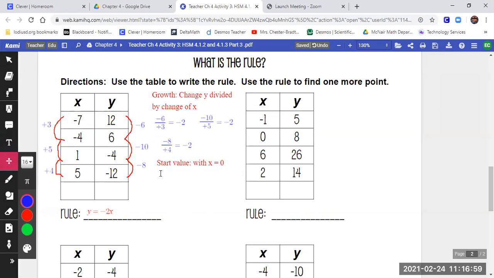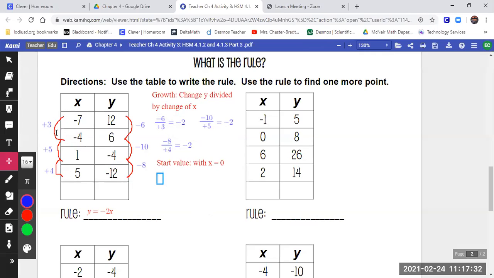Man. So now we have to figure out what it would be if the X was 0. So we know what gets added in. And the way you're going to do that, because I have my growth of negative 2, right? And if I go ahead and I take my 1 and I do the negative 2 to it, I don't get 0, right? I don't get 0.